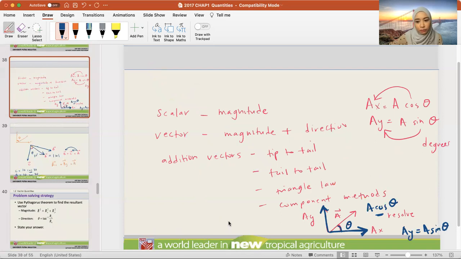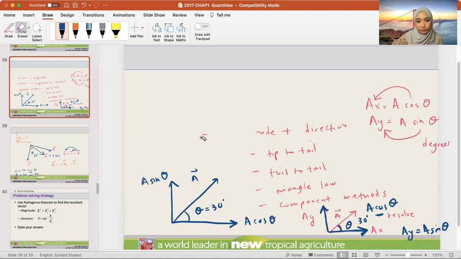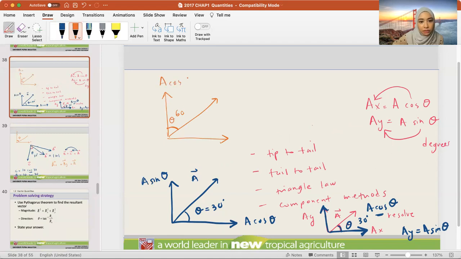Okay, so let's go back to our earlier example, which was this one. I redraw it. This is the same one over here, and the angle is 30. So this one is touching the angle, so A cosine theta is this component, and this is A sine theta. If I put the angle somewhere else, it's the same instance, but I give you this angle, which is 60.